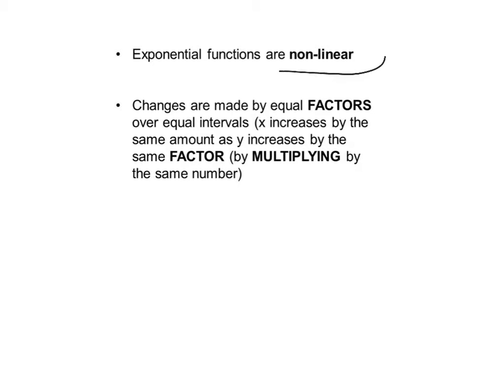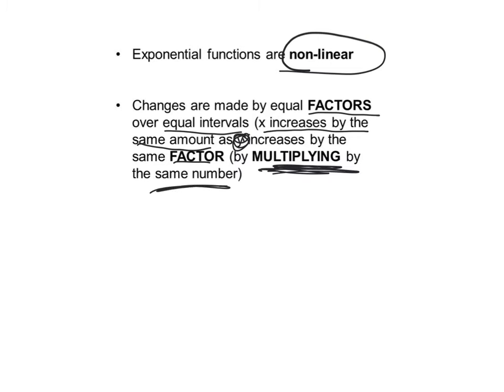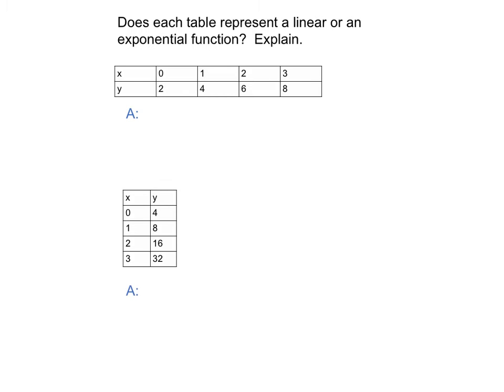Exponential functions are nonlinear, and change may be made by equal factors over equal intervals. So x increases by the same amount, like plus 1 every time, or plus 2 every time, or plus 3 every time. But y increases by a factor. So y is being multiplied by the same number each time. Okay, so is this a linear or exponential function?